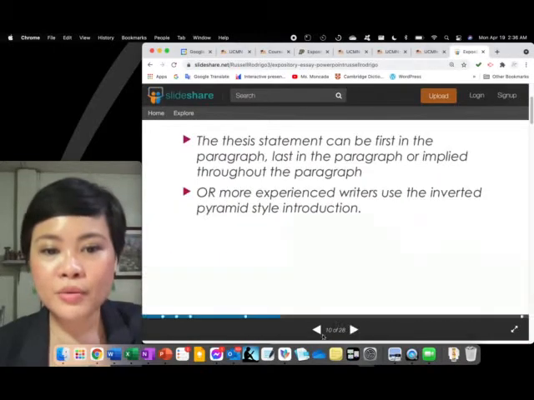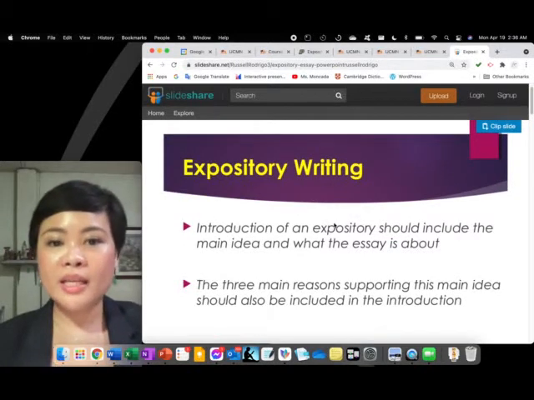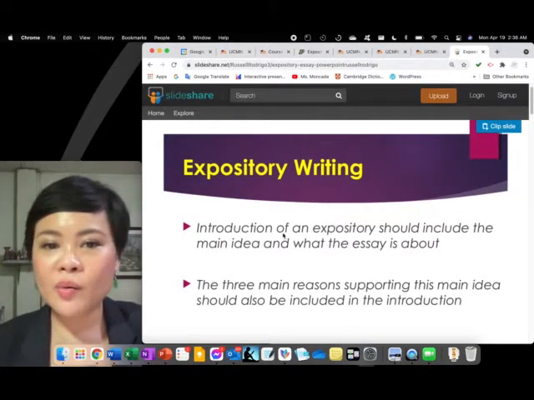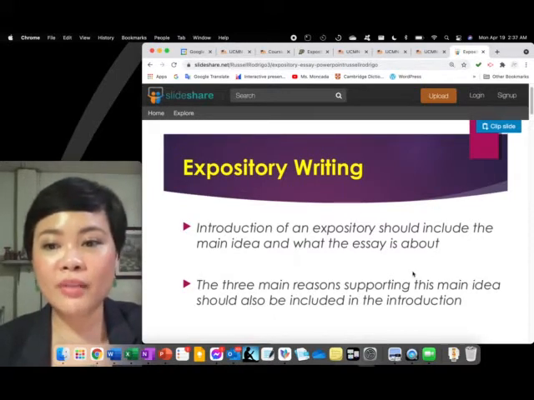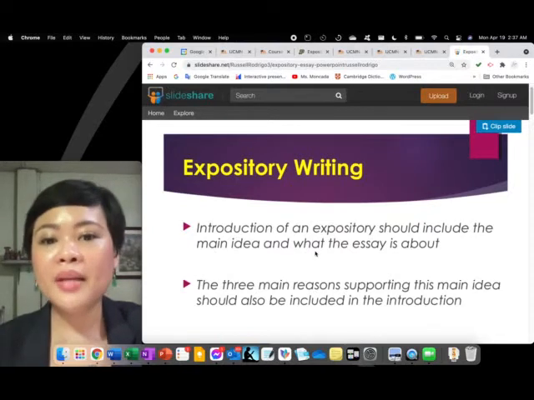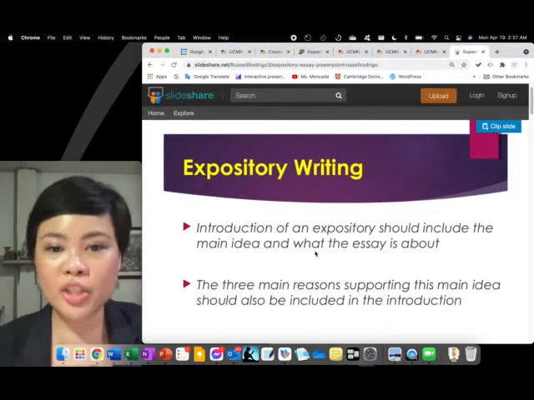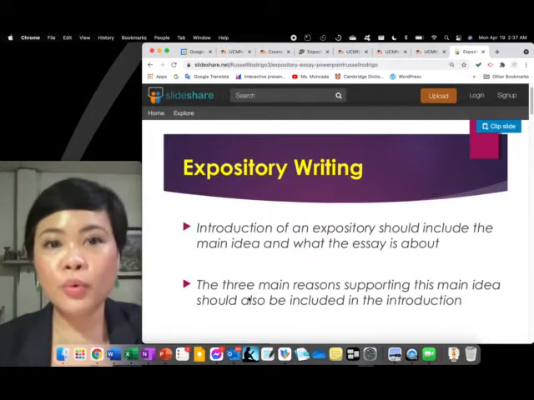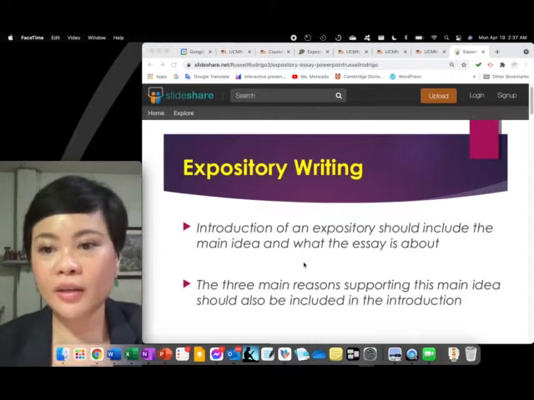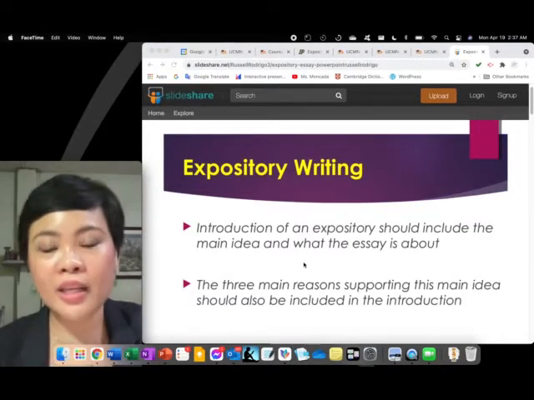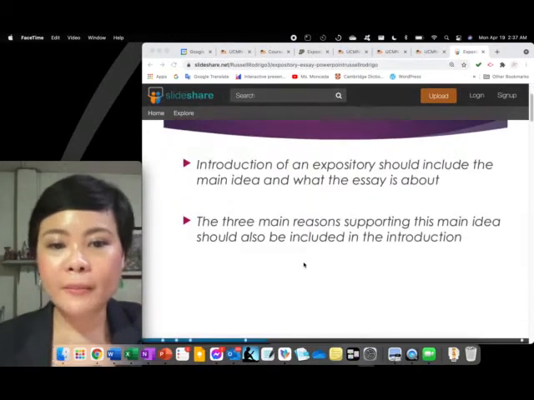Okay, so page 9. Let's talk more about expository writing and the parts. The introduction of an expository essay should include the main idea and what the essay is about. So I've already mentioned it earlier. It is important that the main idea, the thesis statement, are established in the introduction. And then the 3 main reasons that support the main idea should already be mentioned in the introduction. State them briefly in the introduction, and then you flesh them out, discuss them further in the body paragraphs.